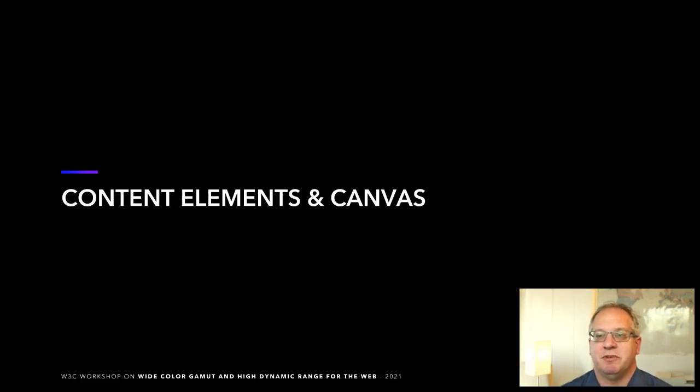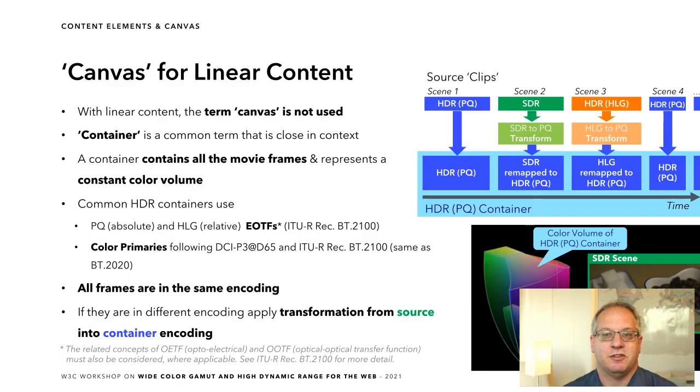Now let's have a deeper look into the aspects and properties that are relevant to content elements and the canvas itself when considering an HDR-capable compositing pipeline. Let's first look at the canvas. In the context of linear content, the term canvas is actually not used, but a concept that can be considered related is that of a content container.